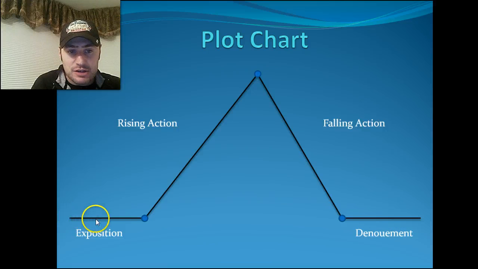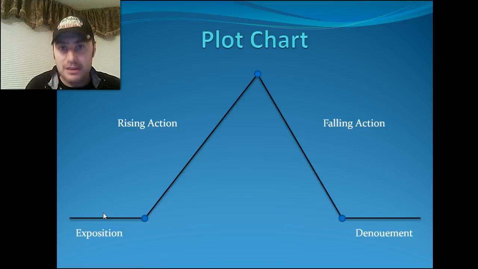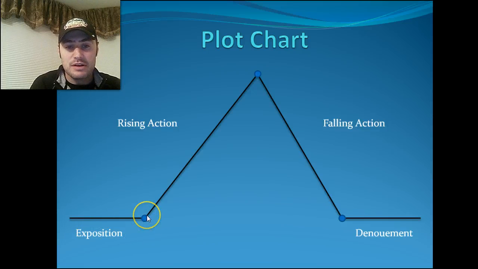Same with the exposition. Exposition is a term for a number of events that basically give us the setting of the story, the characters that will be involved in our story, and it's anything before the actual action starts. So these four events in our plot chart, the exposition, rising action, falling action, and denouement, will have a number of events that happen throughout the story in here.